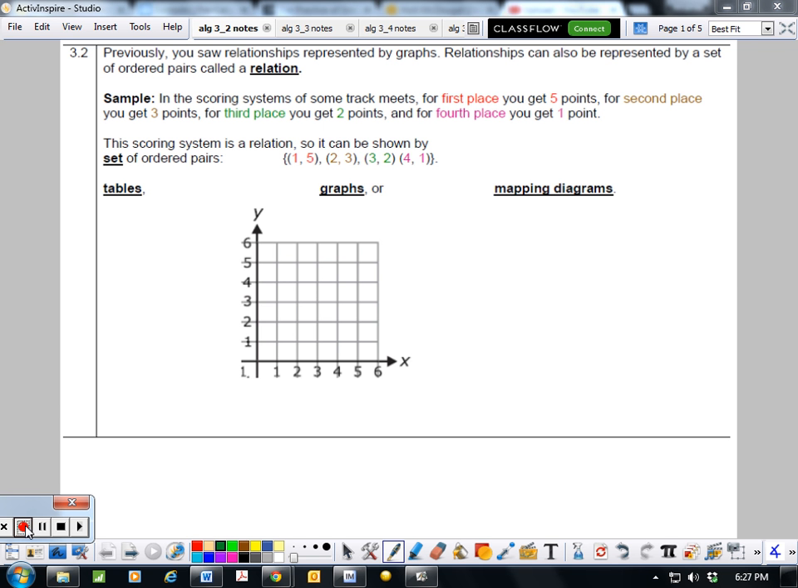In scoring systems of some track meets, for first place you get 5 points. And so what we did is we took that first place and represented it by the ordered pair 1, 5. That's my ordered pair. And then for second place, you get 3 points. So here we represented that by 2, 3. That's my ordered pair to represent that. And then for third place, we get 2 points. So 3, 2.